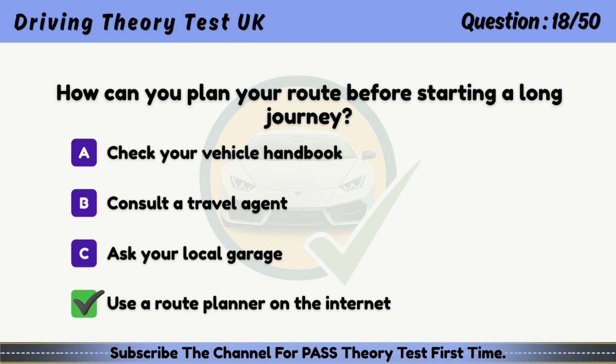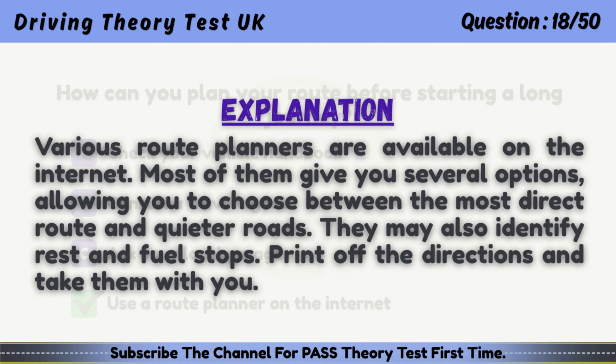Answer is D. Use a route planner on the internet. Various route planners are available on the internet. Most of them give you several options, allowing you to choose between the most direct route and quieter roads. They may also identify rest and fuel stops. Print off the directions and take them with you.